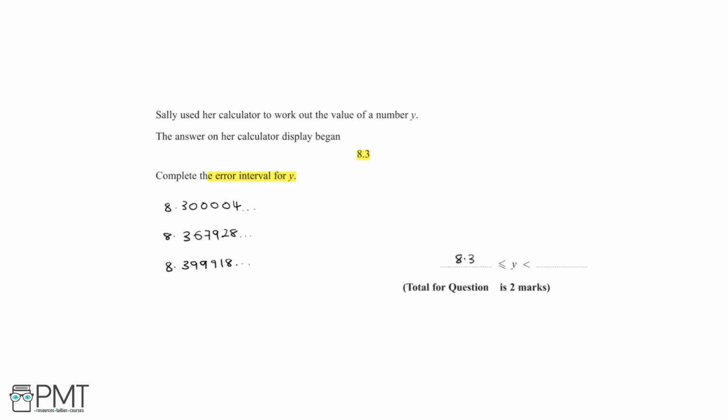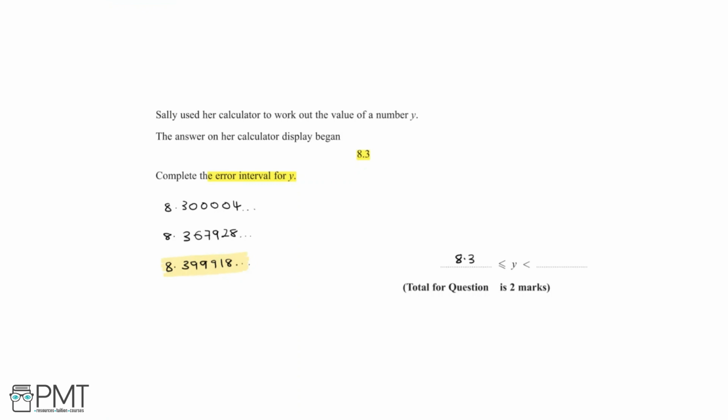Now to complete the error interval, we need to find the largest number that the calculator can display that still begins with 8.3. Let's look at the number we have here. We have 8.399918. Now this still begins with 8.3. If we had 8.39 recurring, this still begins with 8.3. But if we had 8.4, that doesn't begin with 8.3 anymore.